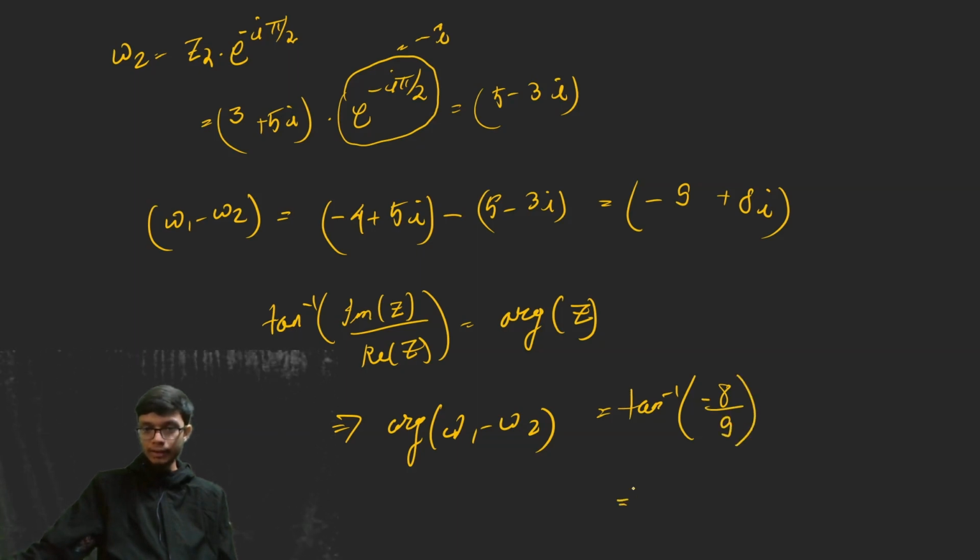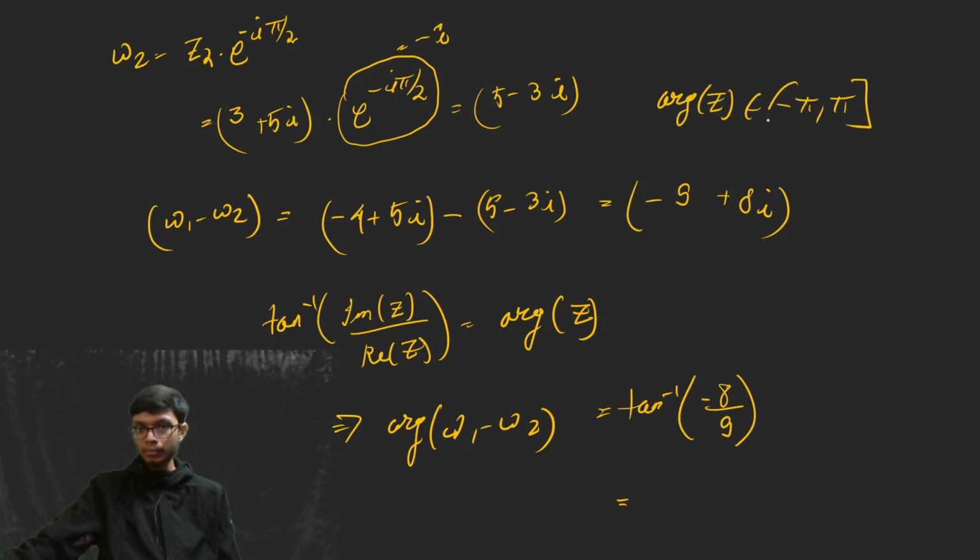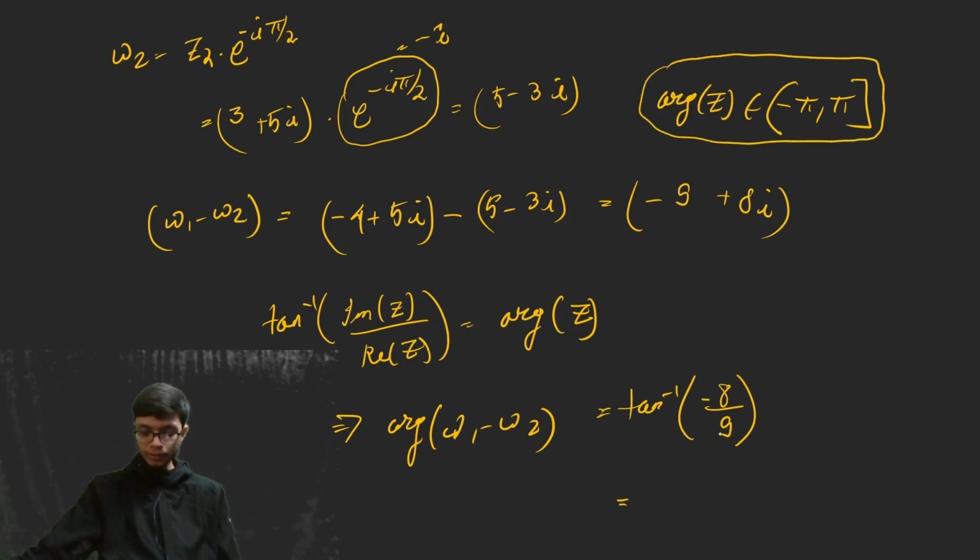Since the principal argument is the value of theta which lies from minus pi to pi, the argument of any complex number belongs to minus pi to pi, with pi closed and minus pi open. So this is the principal range of argument of z. If you have to write the argument here, you can use the properties of ITF: tan inverse of minus x is equal to minus tan inverse of x, so that is minus tan inverse of 8 by 9.